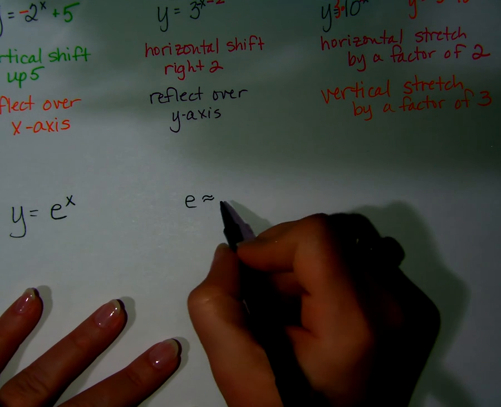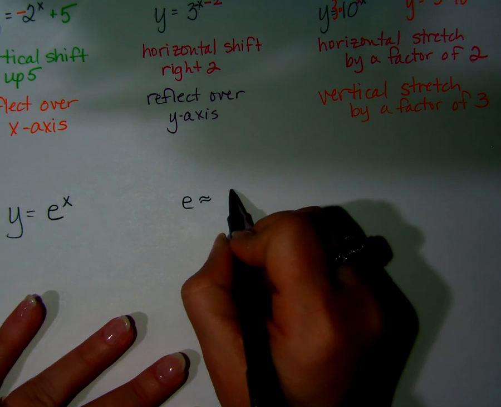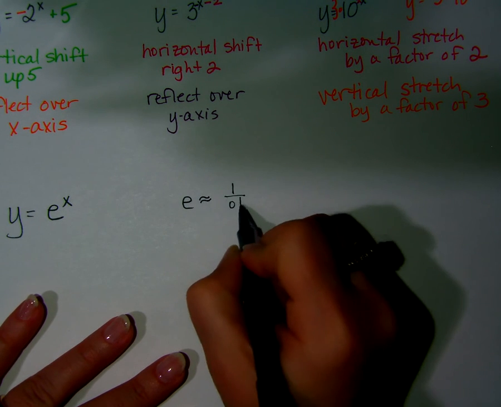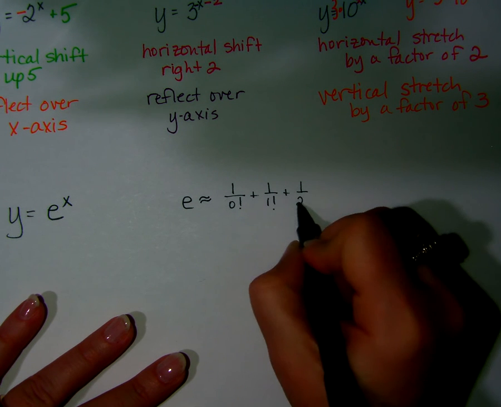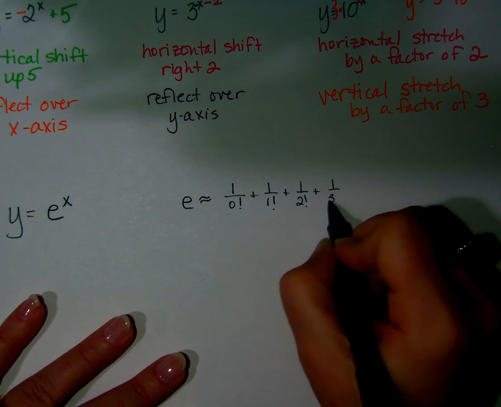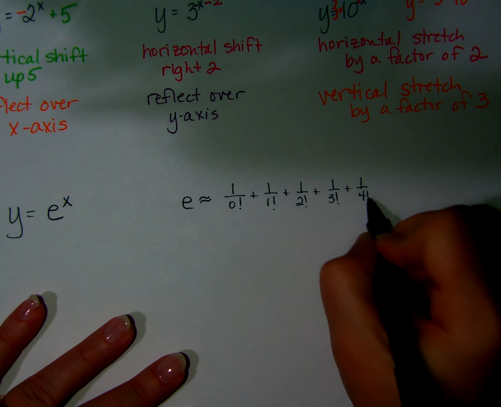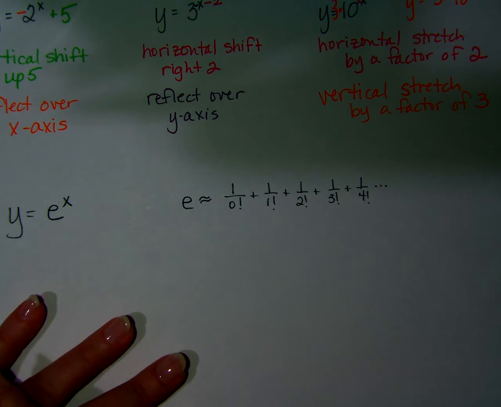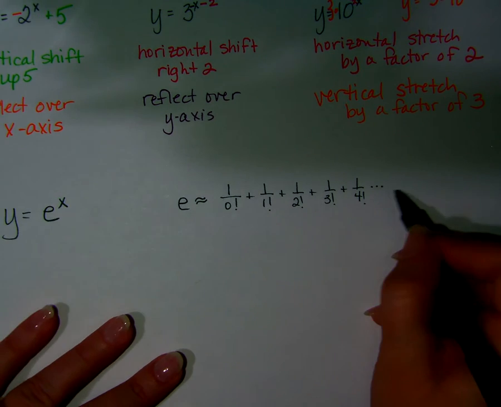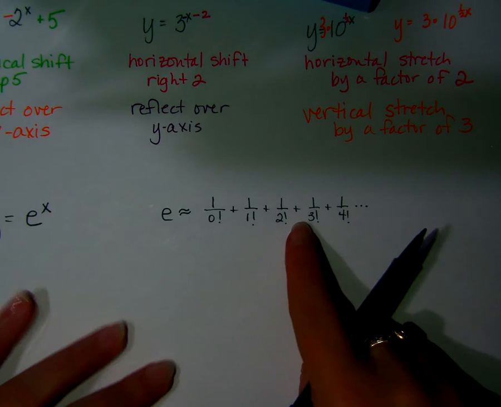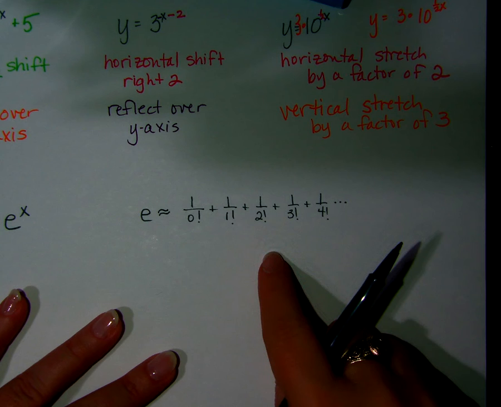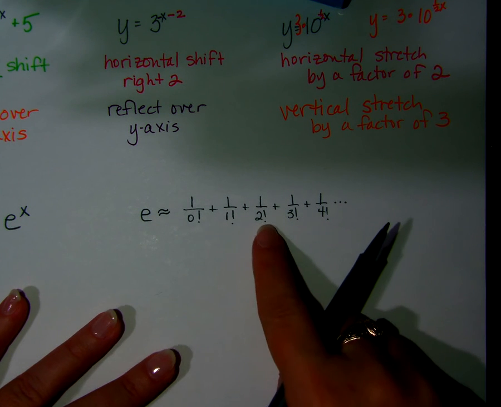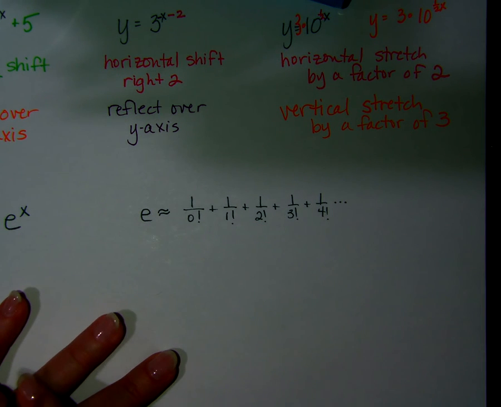I think I can actually use the equal sign here, but we'll leave it for right now. 1 over 0 factorial plus 1 over 1 factorial plus 1 over 2 factorial plus 1 over 3 factorial plus 1 over 4 factorial dot dot dot. And that's why I think I can put the equal sign, because I put the dot dot dot. Now, just to be clear, this does not say 1 over 2. That says 1 over 2 factorial. Do you remember what a factorial is? Have you ever talked about a factorial before?